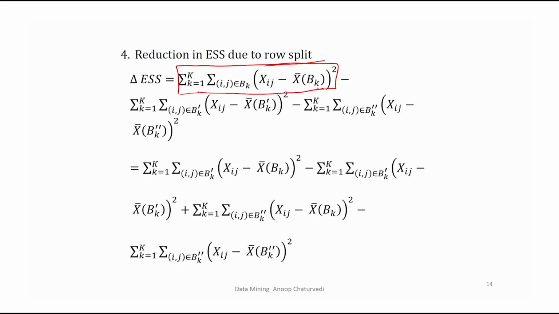Then we have split this particular block bk using a row split, which results in two blocks bk dash and bk double dash. Now, in bk dash, the error sum of square is summation over k, summation ij belonging to bk dash, xij minus x bar bk dash whole square. And for bk double dash, the error sum of square is, so we take minus here, summation over k, ij belonging to bk double dash, xij minus x bar bk double dash whole square.